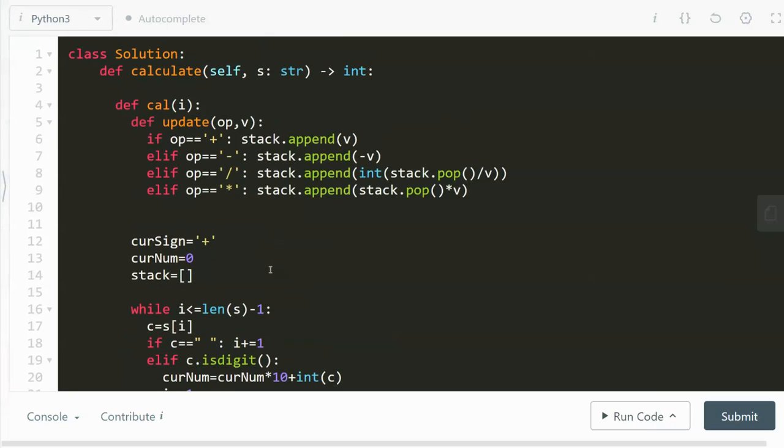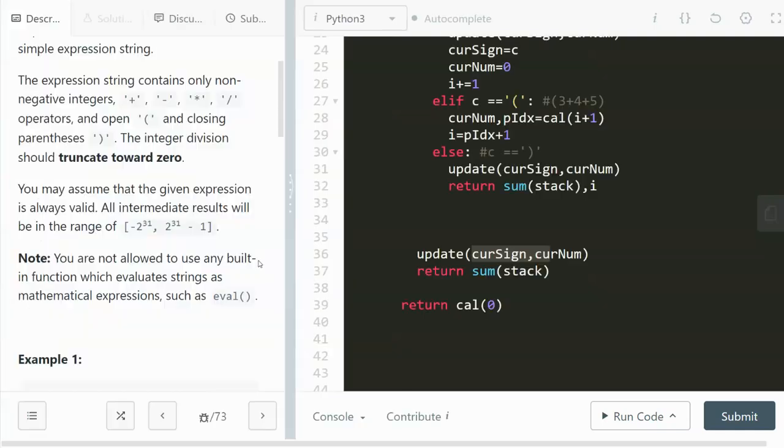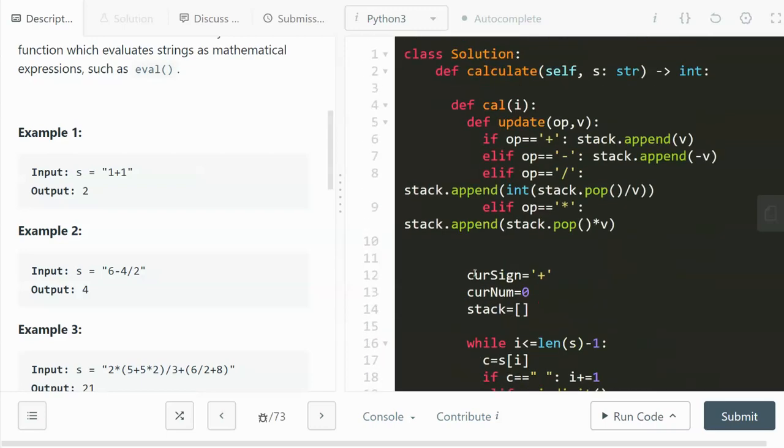So I went through this problem. The time complexity is big O n, because we basically scan through the entire string once, and the space complexity is also big O n, because we only need a stack to do the operations. So again, big O n for both time and space complexities.